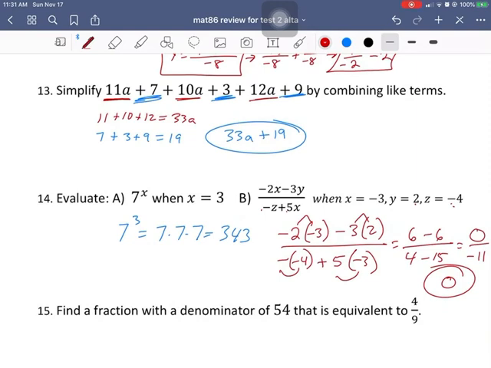All right, and the last one is an equivalent fraction, 5/4. That's times 6. So that's times 6 is 24. It's an equivalent fraction. Done.